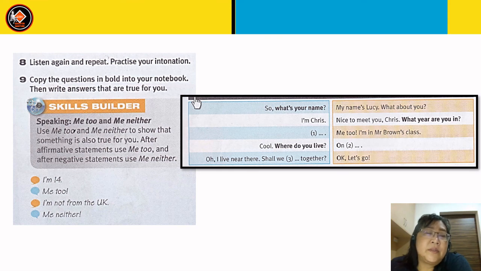Let's look at the skill builder. Speaking, me too and me neither. Use me too and me neither to show that something is also true for you. After an affirmative statement, use me too, and after a negative statement, use me neither. I'm 14, me too. So this is an affirmative statement. So this is to say that you are also 14 years old. Let's look at the negative. I'm not from the UK. Me neither. So me neither means it is a negative statement, meaning that you are also not from the UK.